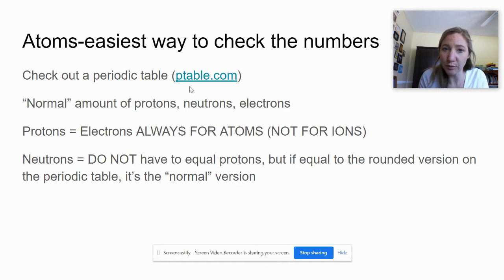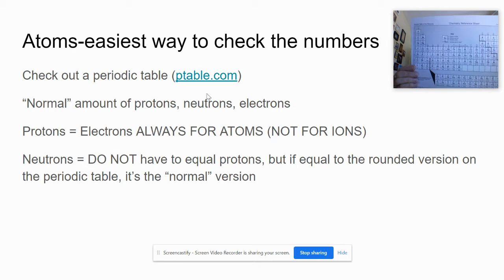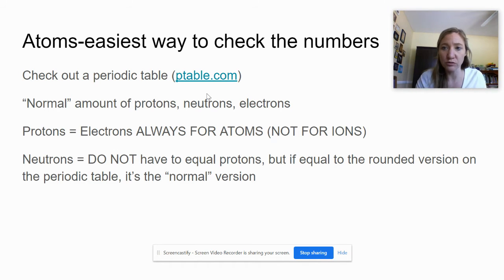Okay, so here's one example, ptable.com. I will also be sharing one with the California Standards version, which will be paper. So that's the easiest way to check what's normal. Whatever you see on the periodic table is the normal version. So normal protons, normal neutrons, normal electrons. Okay, so that's what's considered the atom.